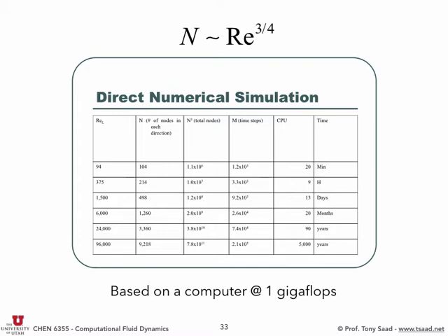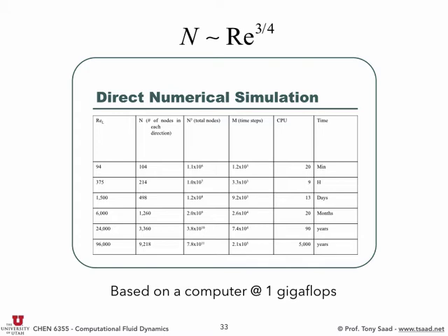For 375, it's 9 hours. For Reynolds number 1500, 13 days. So we're getting into the turbulent regime, right? For 6,000, it takes you 20 months, for a Reynolds number that is of interest to us. So you're driving your car, you're probably at a Reynolds number of 10 to the 5. So about 100,000 is going to take you 5,000 years to do the DNS. So it is nearly impossible. That's why we want computational power, and we reserve DNS for very low Reynolds number flows.